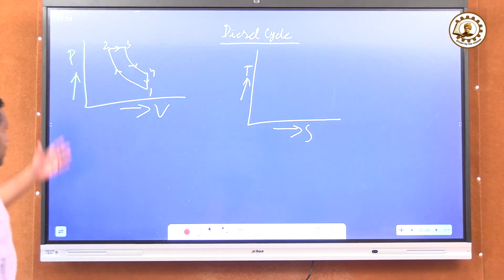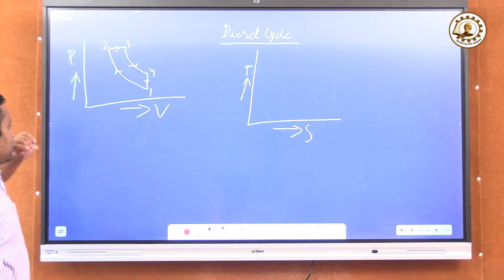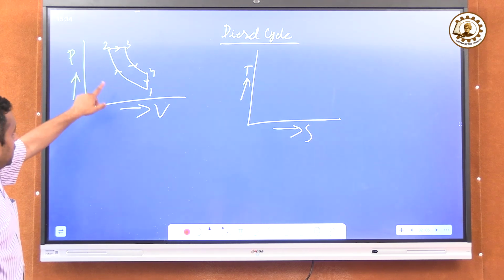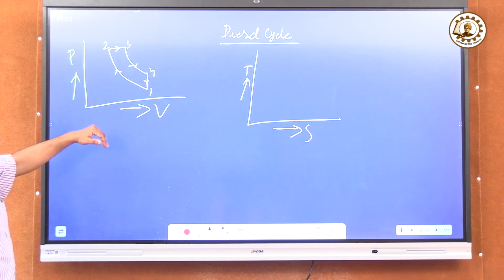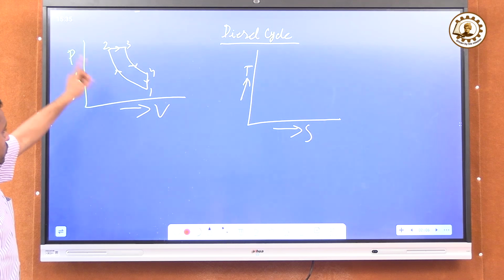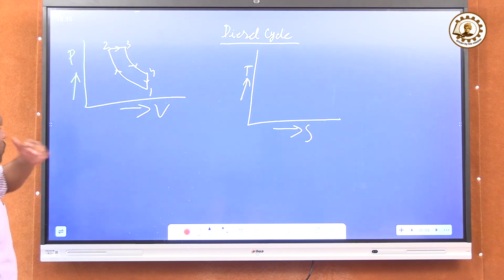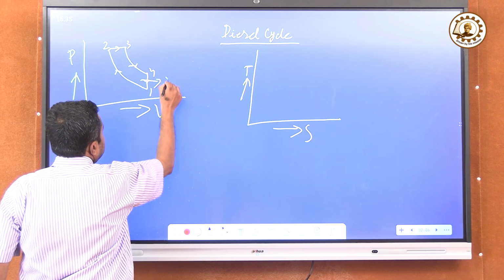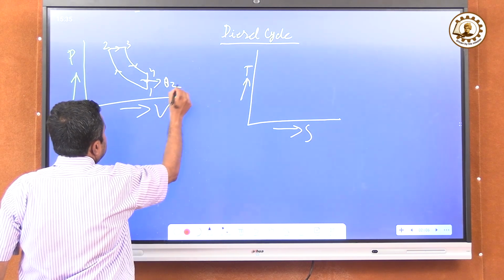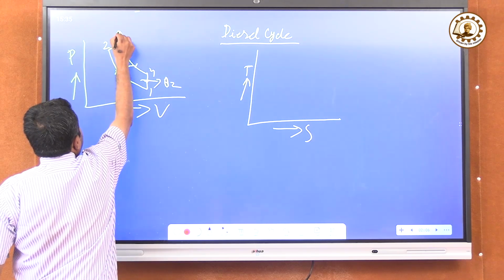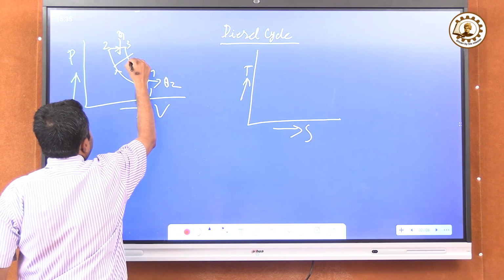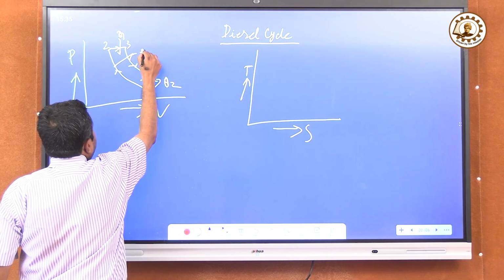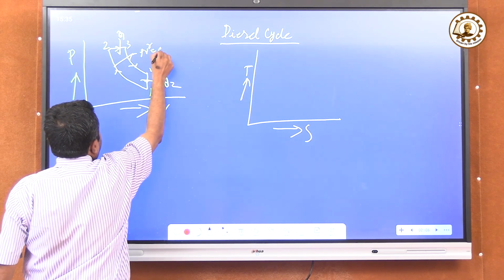You see that in our Otto cycle there are two constant volume processes, but here there is one constant volume process and one constant pressure process. That means heat is added here at constant pressure, whereas the heat is rejected here at constant volume. And the other two processes, 1-2 and 3-4, are similar to the Otto cycle. That means they are reversible adiabatic processes.